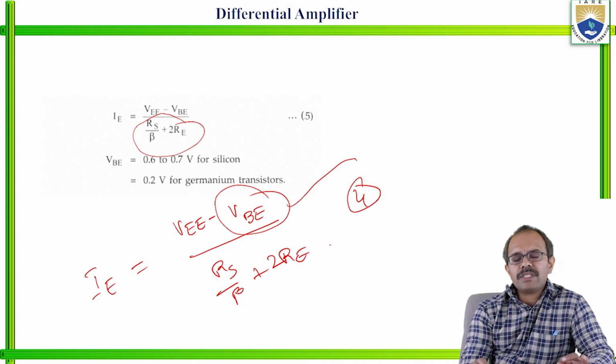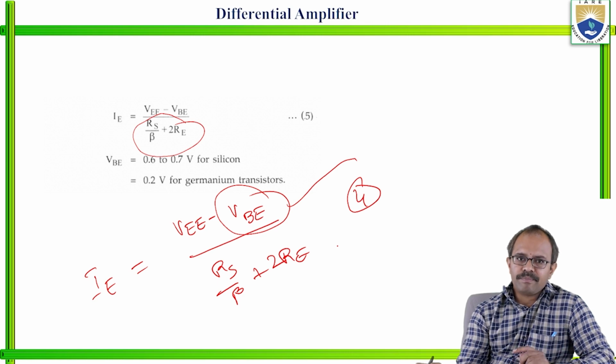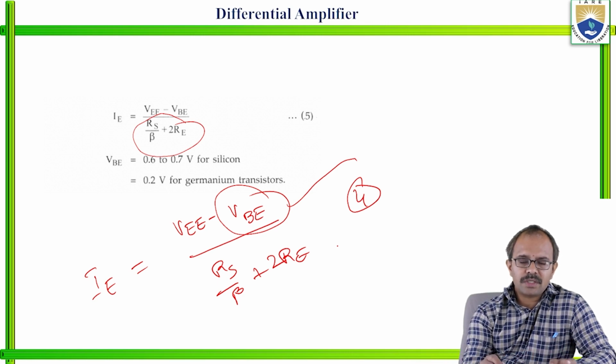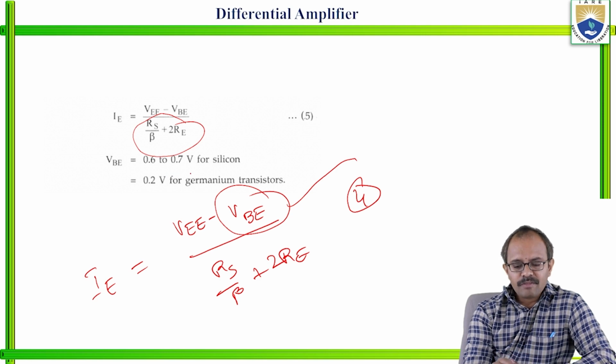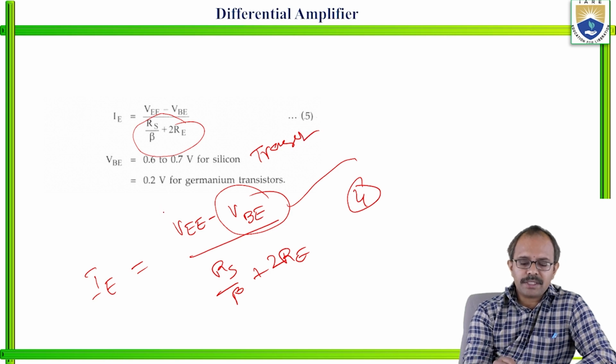It purely depends on the nature of the transistor which we use, because the transistor can be silicon or it can be germanium. So these are the standard values. Of course, you need to remember these values. In fact, the value for VBE is going to be 0.6 or 0.7 for a silicon transistor, and it is going to be 0.2 for a germanium transistor.